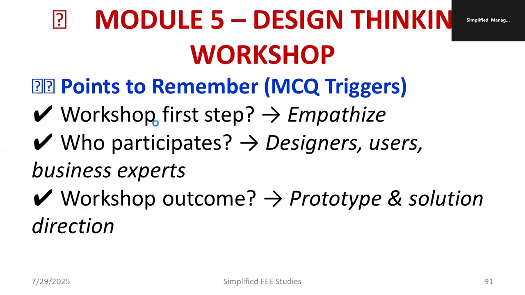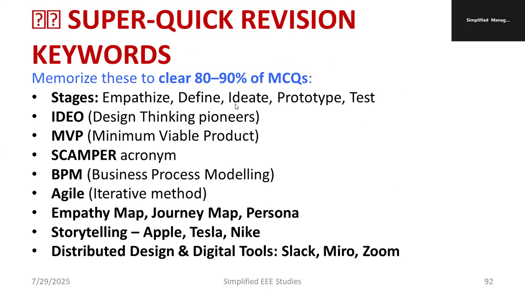The first step of a design thinking workshop is empathy. Who participates? Designers, users, business experts. These are the people participating. Workshop outcome: prototype and solution direction. So these are the important points you must remember in module 5. These are the probable questions.